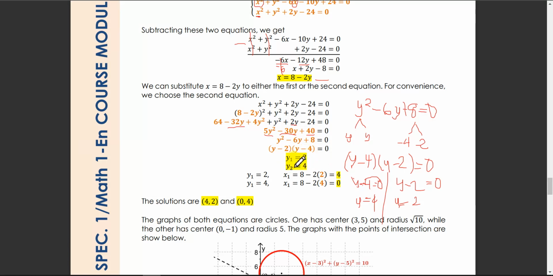We can also swap them, so y2 becomes y1. You have two values of your y.